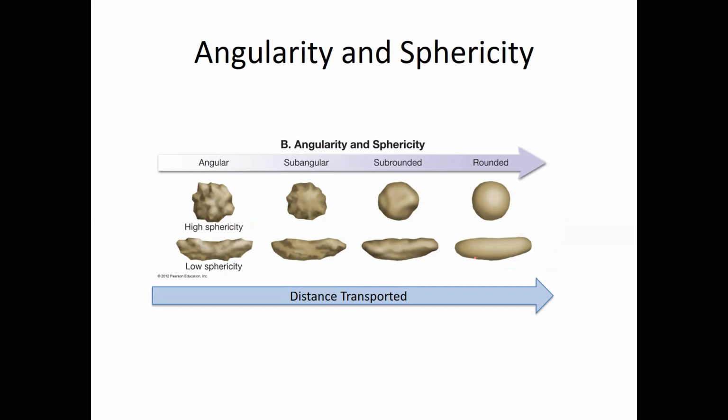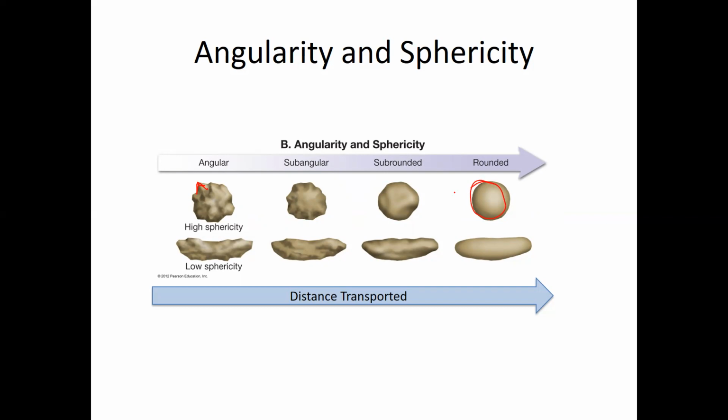So then we have angularity and sphericity. I'm going to focus on angularity, how angular or rounded the sediment is. Angular sediment is sediment that has sharp edges and points. And then subangular, which is a little bit more smooth. Subrounded means it doesn't have any sharp edges or points, but it doesn't look like a perfect sphere yet. And well-rounded is whenever the sediment looks almost like a sphere.